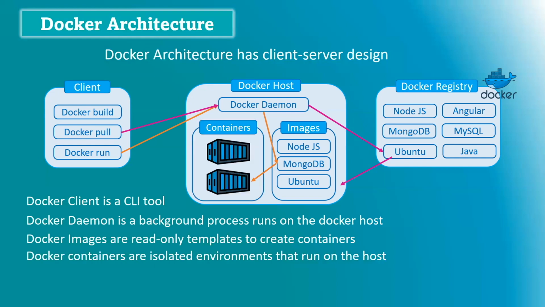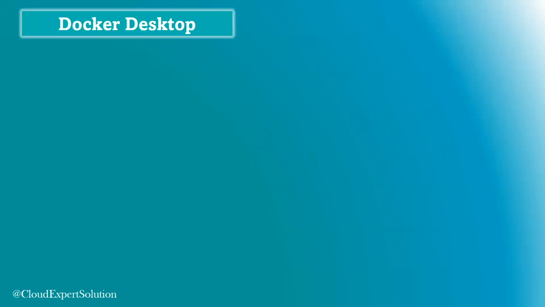When we run a Docker image, it creates a Docker container, and you can employ a single Docker image to launch multiple Docker containers. In this architecture, we saw the Docker client is a CLI tool. But if you are a Windows user and don't like CLIs, then Docker has a solution for you. It's called Docker Desktop. When Docker initially launched Docker Desktop, it was only available for Windows and Mac operating systems. However, currently Docker Desktop is available for Linux operating systems as well.